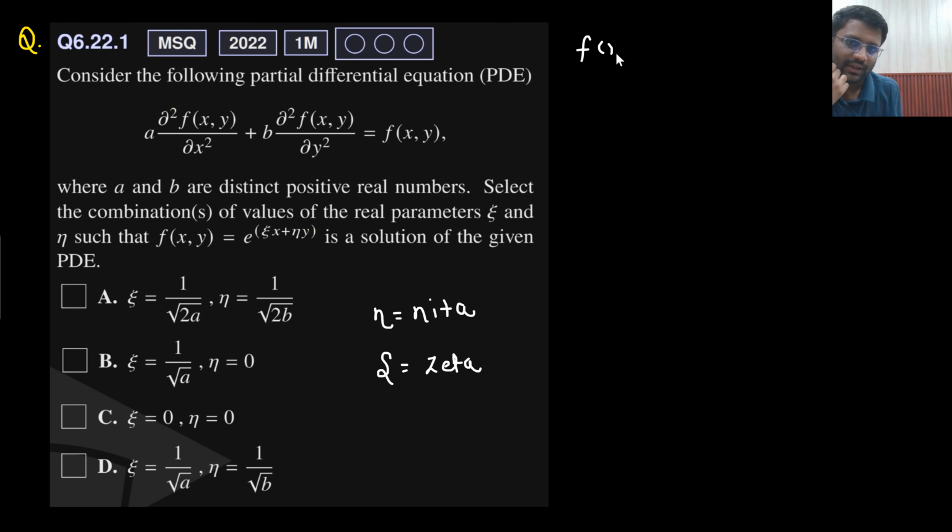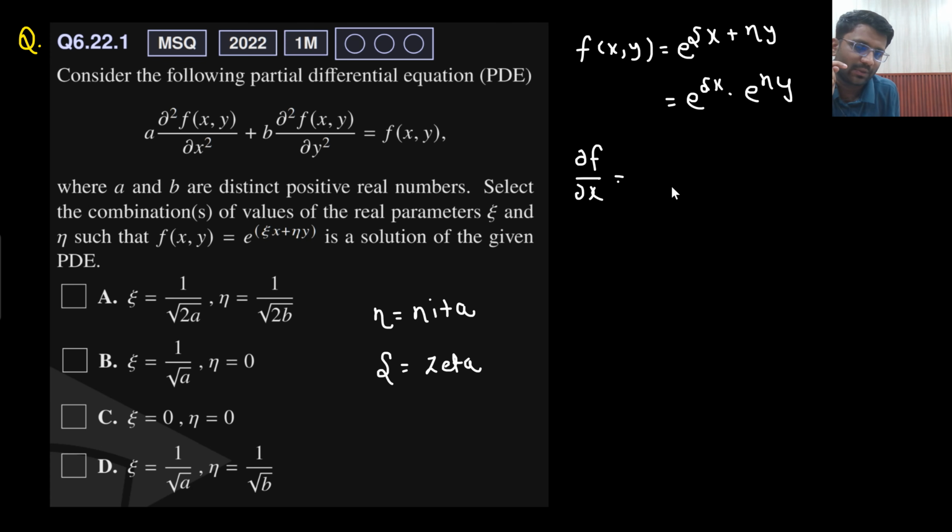So the function of x, y is nothing but e to the power zeta x plus eta y. So it can be written as e to the power zeta x times e to the power eta y, right? e to the power a plus b can be written as e to the power a times e to the power b. You need to calculate the partial differentiation of f with respect to x two times. So can you calculate it? Partial differentiation of f with respect to x. What answer will you get?